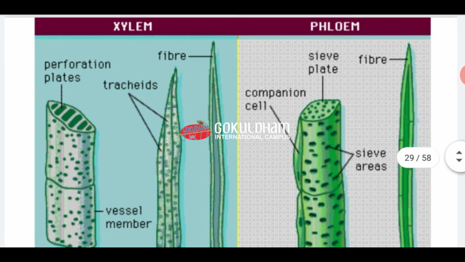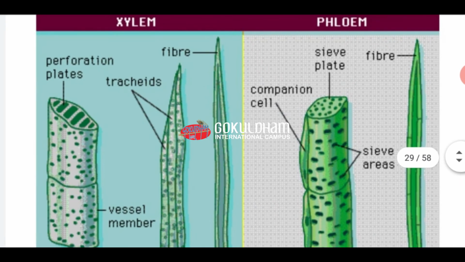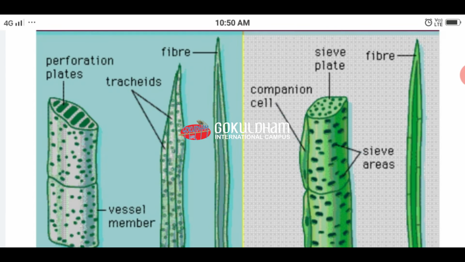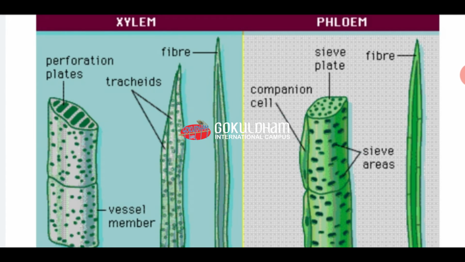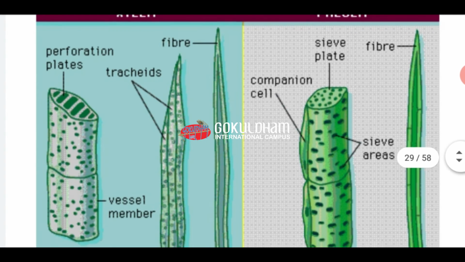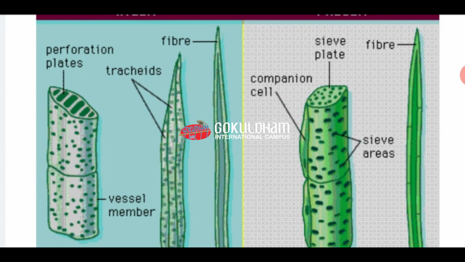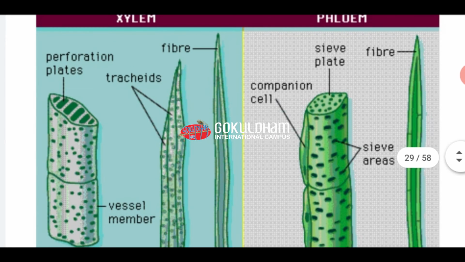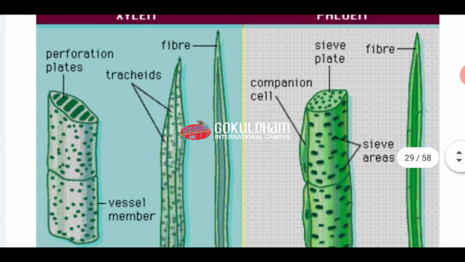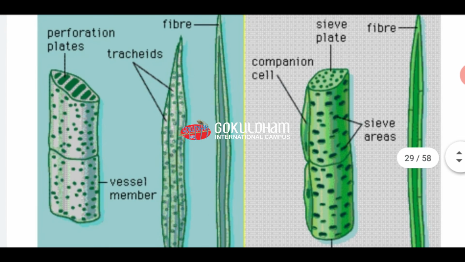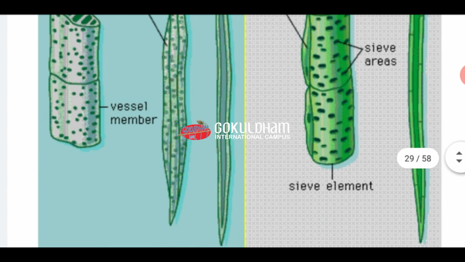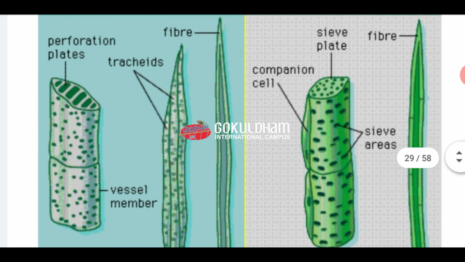These are the pictures of xylem and phloem. If you focus on xylem, you will see the perforation plate on the vessels, and this is the vessel member. In xylem there are different types of cells present. First one is the vessels, then tracheids, and the more elongated cell is a fiber.